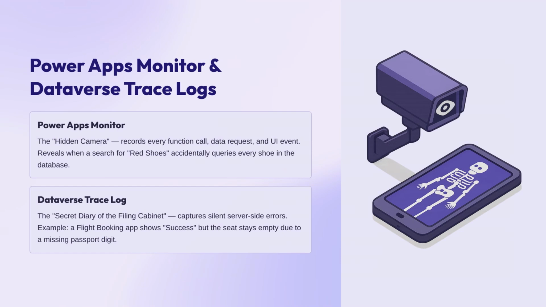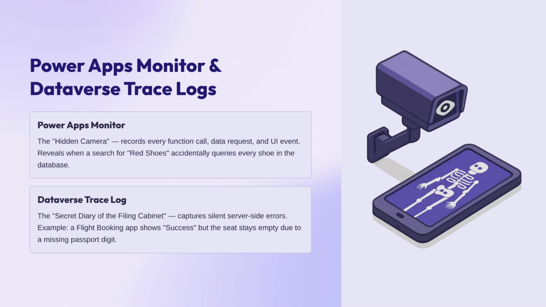The formal definition describes the use of the plugin trace log to capture detailed telemetry and error messages generated by server-side logic such as plugins or calculated columns, which may block data from being saved or updated. To put it very simply, it is the secret diary of the filing cabinet. Sometimes the front door of the app is fine, but the filing clerk in the basement, Dataverse, is having a breakdown.